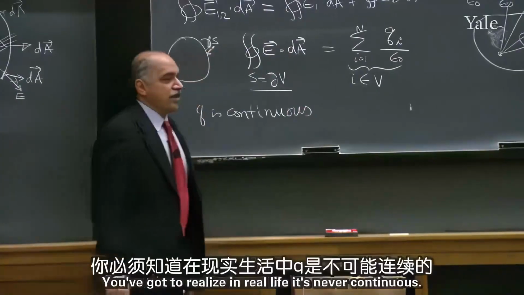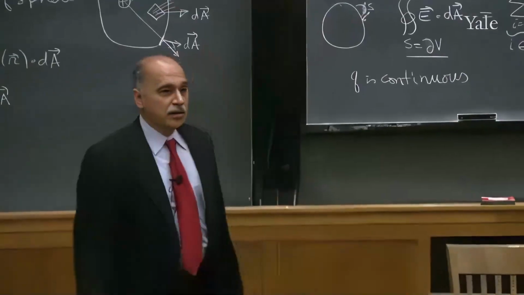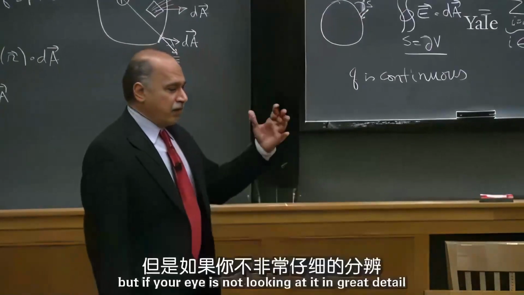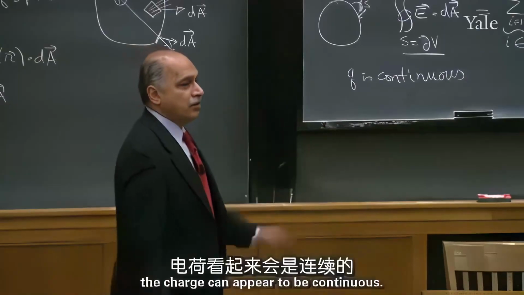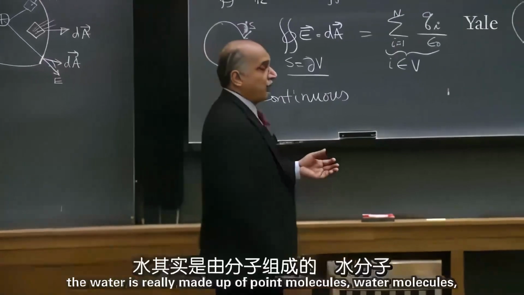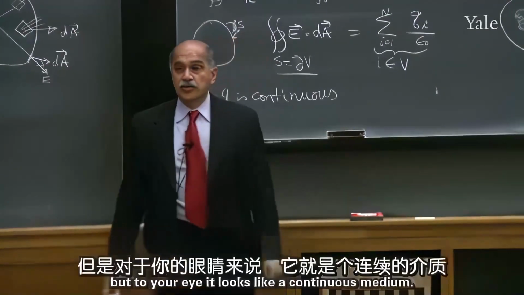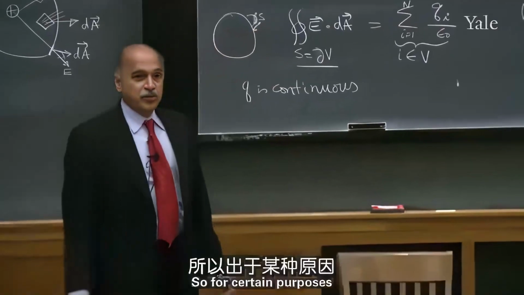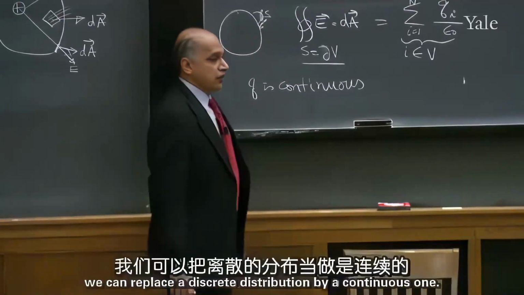You've got to realize in real life it's never continuous. Real charges are made up of electrons and protons. They are discrete. But if your eye is not looking at it in great detail, the charge can appear to be continuous. For example, if you take a glass of water, the water is really made up of point molecules, water molecules. But to your eye, it looks like a continuous medium. So for certain purposes, we can replace a discrete distribution by a continuous one.